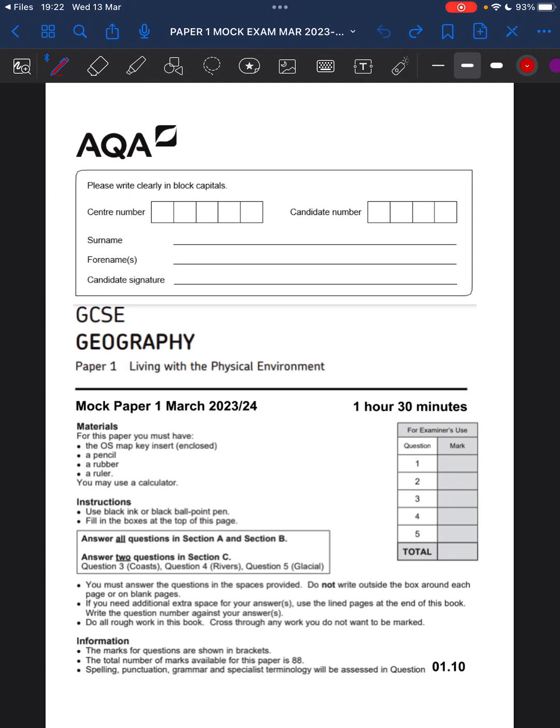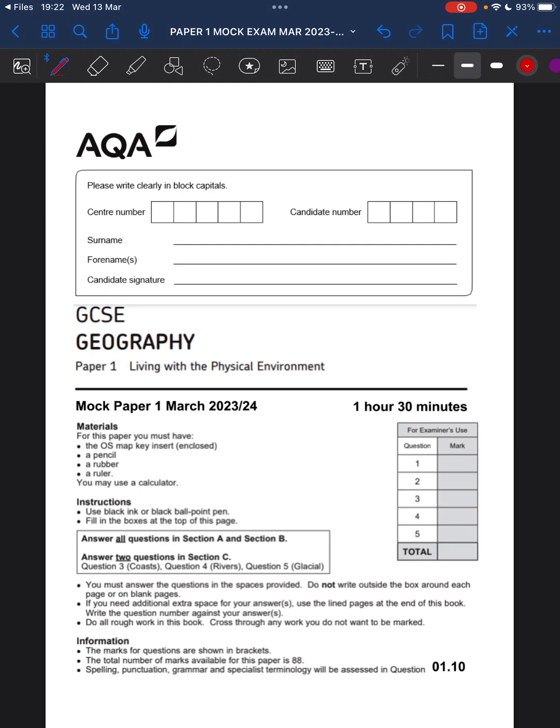A couple of quick notes as well. I will often use phrases like ECS. Now, that for my students stands for evidence, comment, stretch. But you may know this if you're not one of my students. You may know this as PEE, so point, evidence, explain. So we just have a slightly different way of teaching that.